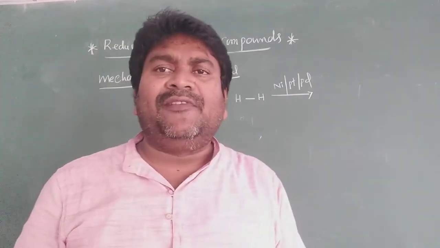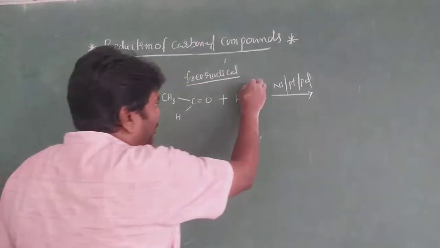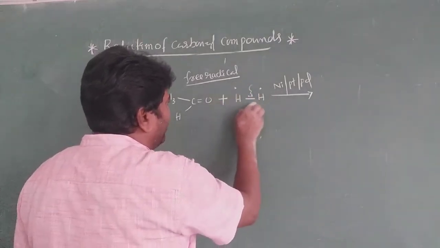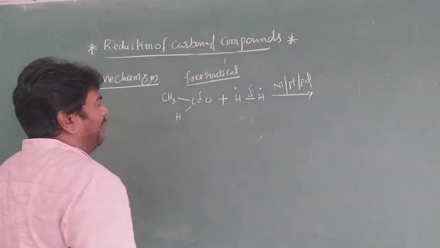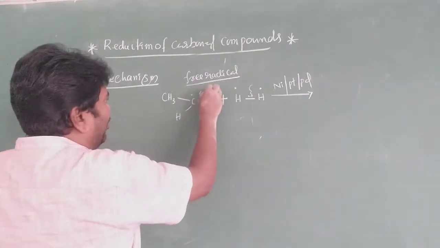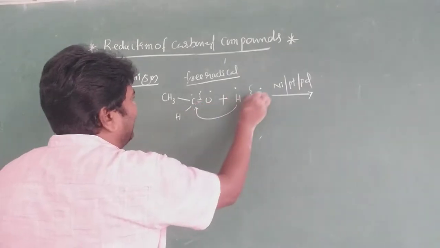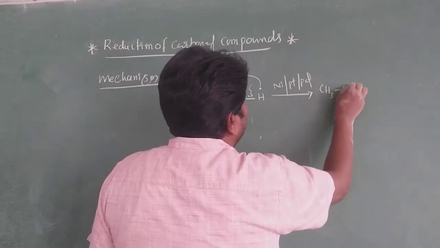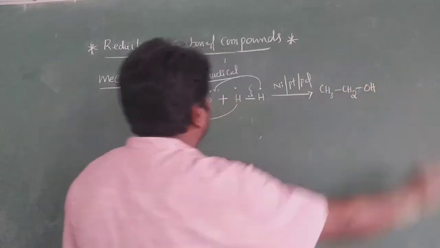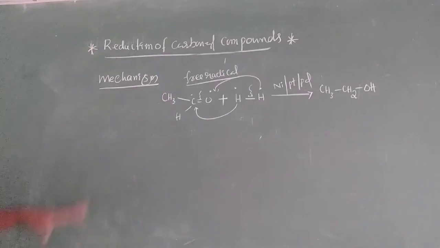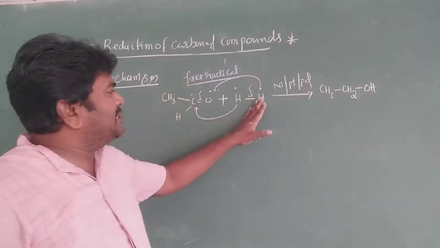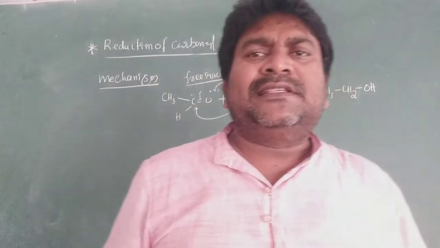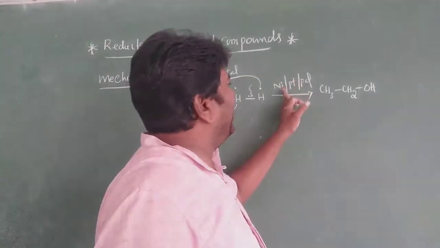Here homolytic cleavage takes place. So after bond breaking, what happened here? Here one electron and here one electron. These two are free radicals. Here also same. After bond breaking, here one electron, here one electron. One hydrogen adding here, one hydrogen adding here. You will get CH3CH2OH. It is very simple, my dear students. For the mechanism, addition of hydrogen to carbonyl compounds in presence of nickel, platinum and palladium is an example of free radical mechanism.